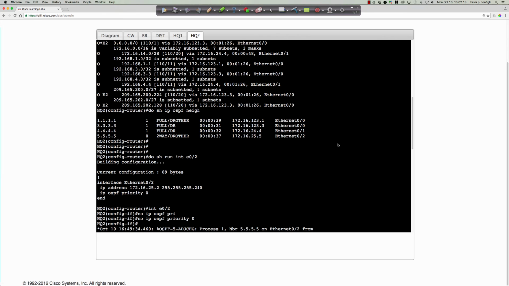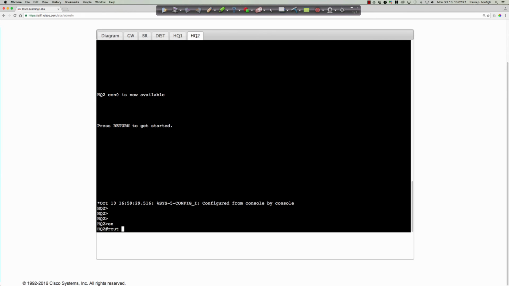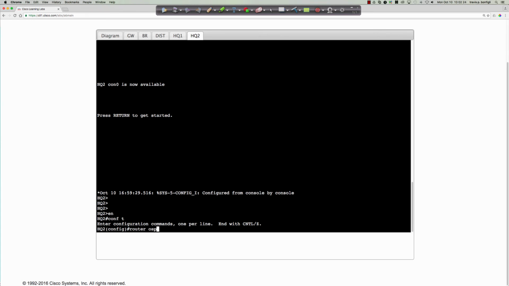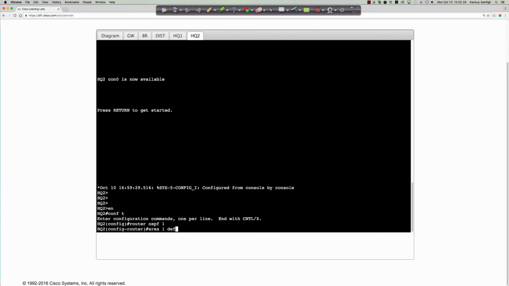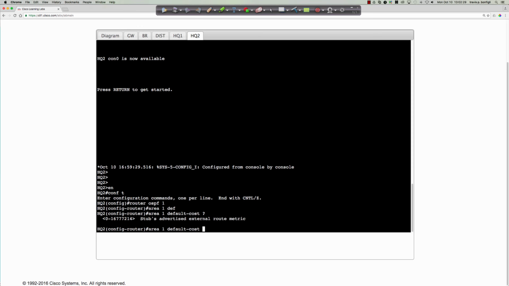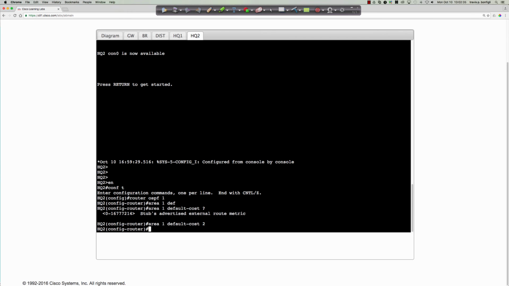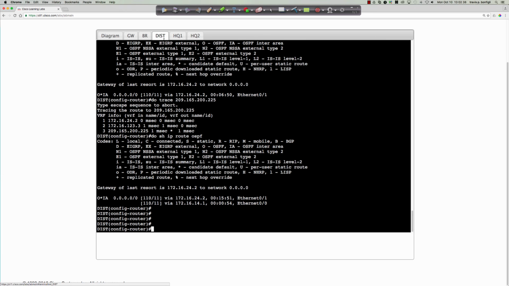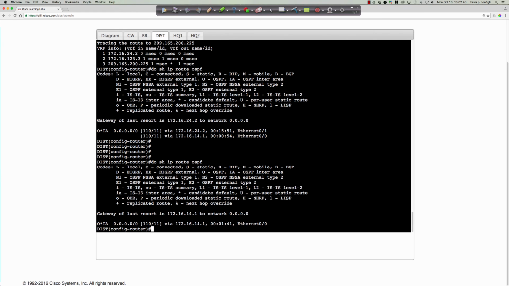So how would I do that? If I get onto HQ2, and I'm going to get into global config from privilege exec, and we're going to say router OSPF1. I'm going to say area 1 default cost, and let's make the default's cost just 2. So one more than what the default is. So now when I come down to distribution, there you go. So that takes care of the egress path out of area 0. I simply said that the cost for the default that HQ2 is sending in is worse by 1 than the cost of the default being sent in by HQ1.